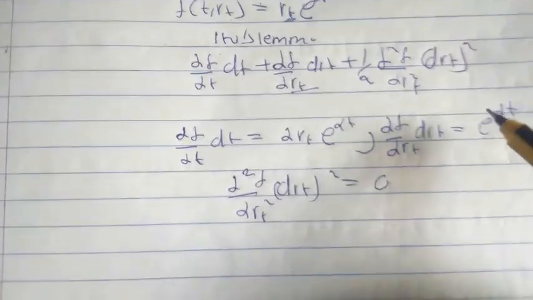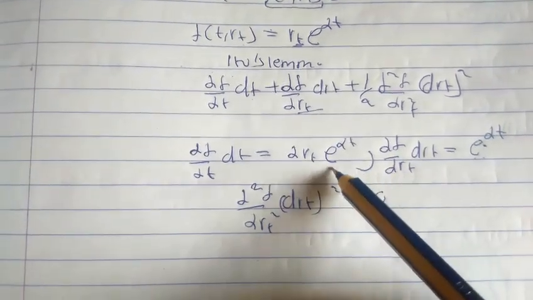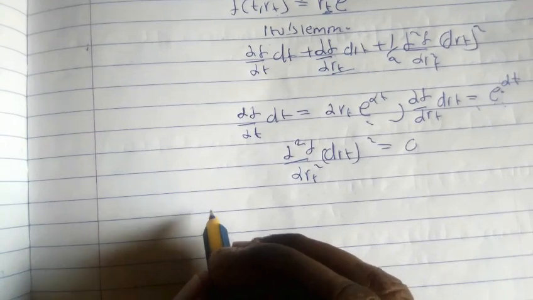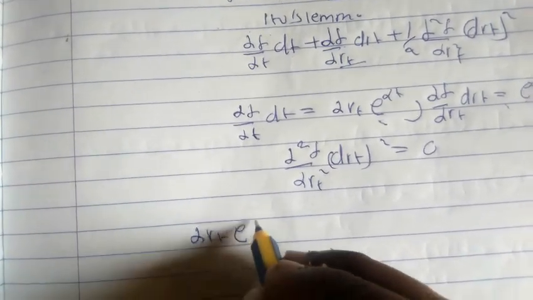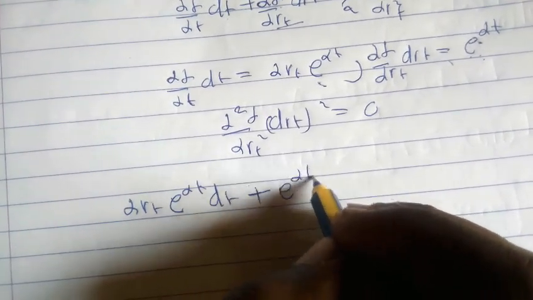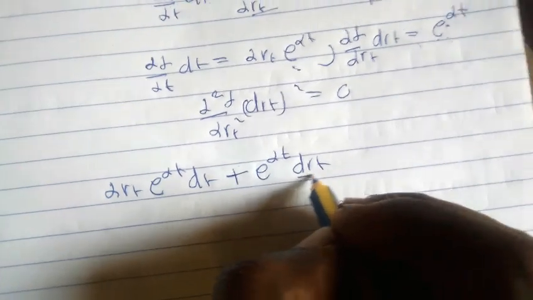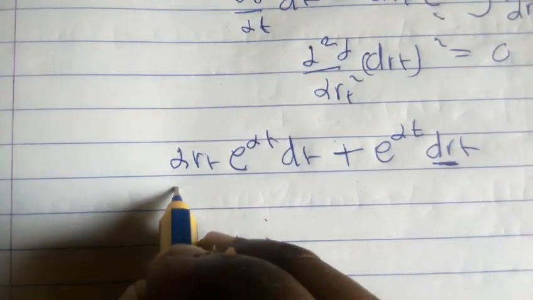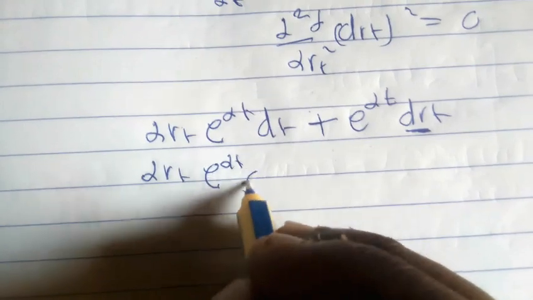So we are going to substitute into our Itô's lemma equation. We are going to get alpha RT exponential raised to alpha T dT plus exponential raised to alpha T dRT. But we know our dRT is equal to this one, from our formula. So where we have dRT, we are going to substitute. Here we are going to say alpha RT exponential raised to alpha T dT plus exponential raised to alpha T in the bracket (alpha mu minus alpha RT) dT plus sigma dWT.